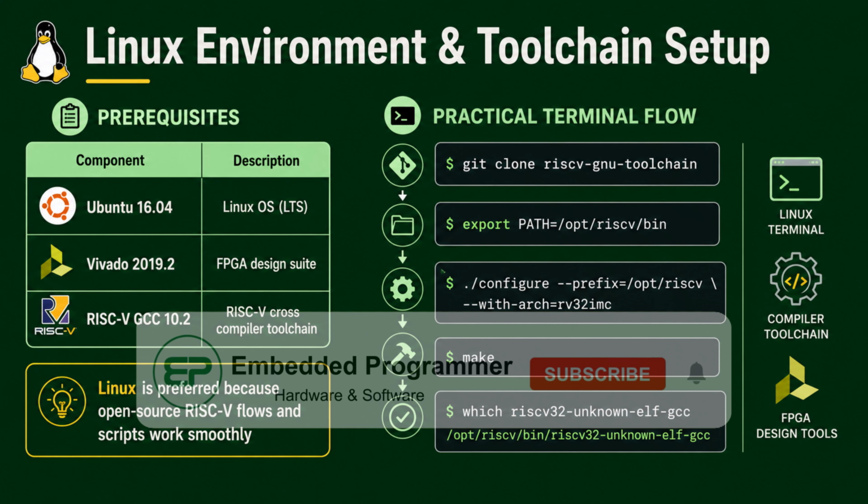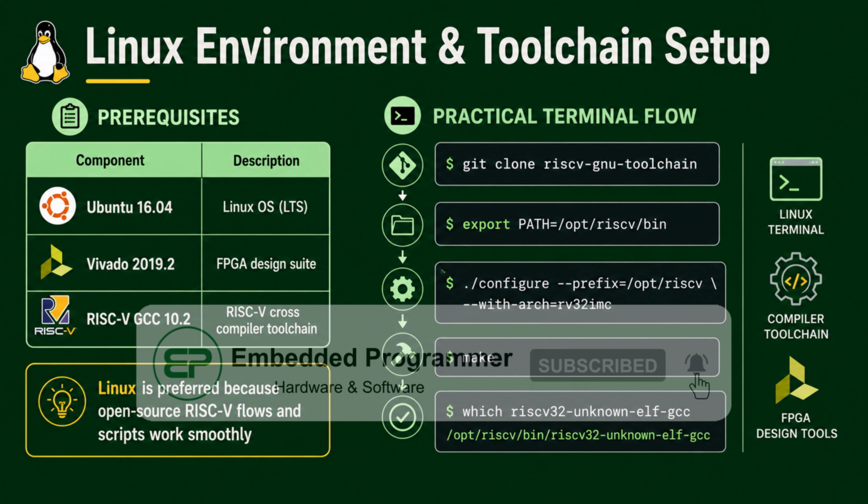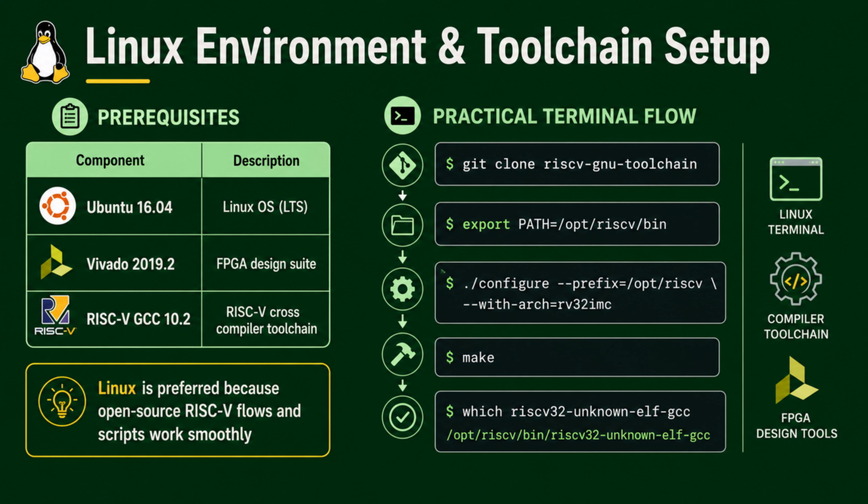Now we can prepare the development environment. The implementation described in the thesis uses three main components: Ubuntu 16.04, Xilinx Vivado 2019.2, and the RISC-V GNU toolchain. Linux is used because many open source processor projects depend on shell scripts, build systems, Git repositories, and development tools that integrate naturally into a Linux environment. After installing Ubuntu, the next step is installing Vivado. Vivado performs RTL simulation, synthesis, implementation, timing analysis, bit stream generation, and programming of the Nexys 4 DDR FPGA.